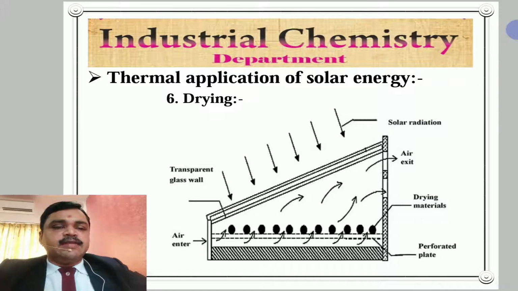Please note this very important point. The temperature range in a cabinet type dryer is 50 to 80 degrees Celsius and the drying time ranges from 2 to 4 days. Typical products which can be dried in such devices are dates, apricots, chilies, grapes, etc. This is the cabinet type dryer.